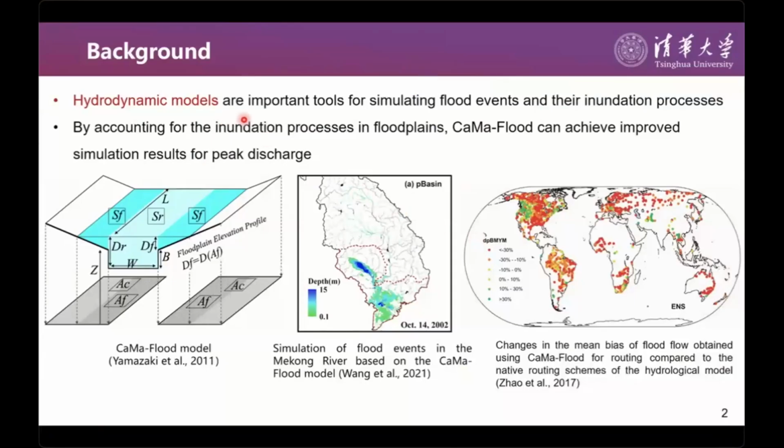Floods are among the most frequent natural disasters around the world, posing serious risks to both human life and socio-economic development. Global hydrodynamic models such as CaMa-Flood play a crucial role in large-scale flood simulations. By accounting for the inundation processes in floodplains, CaMa-Flood can achieve improved simulation results for flood peak flow compared with the native routing schemes of the hydrologic model.